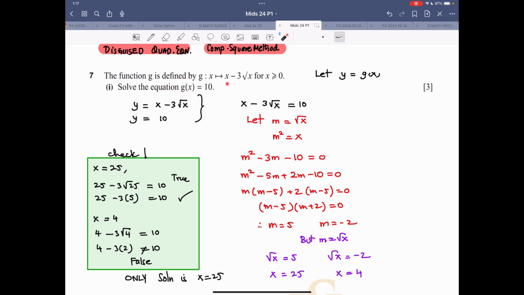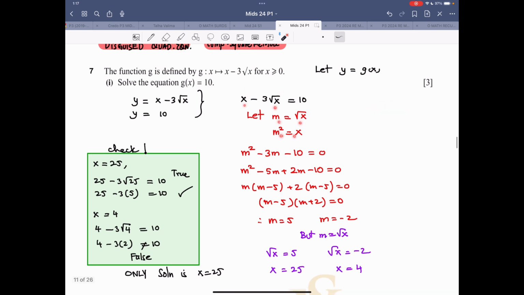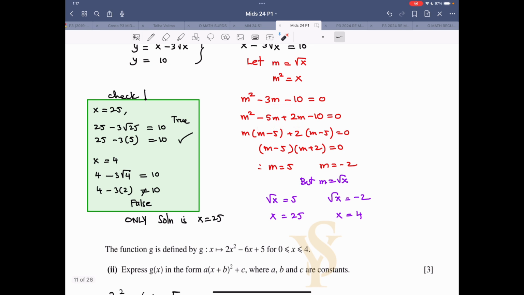So y = x minus 3 root x, x is positive, and over here y = 10. The first part, x minus 3 root x = 10. This is a disguised quadratic equation. This power is 1, this power is half, so it's in a ratio of 2:1. It's a DQE. So m is the smaller power, and the bigger power is m square. We get this equation, we do middle term factorization, we get 2 values of m, but what is m? m is root x. So root x is 5, root x is negative 2.